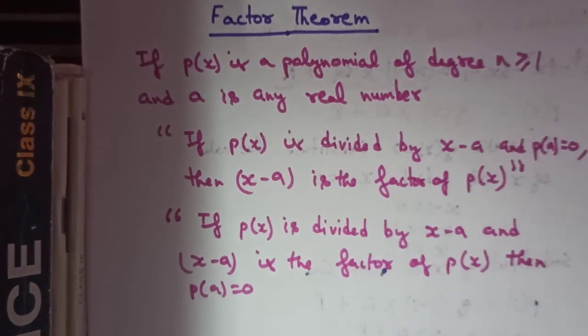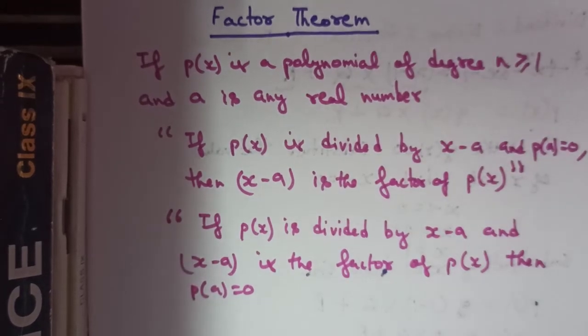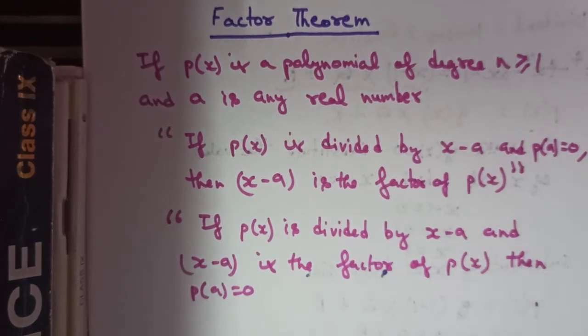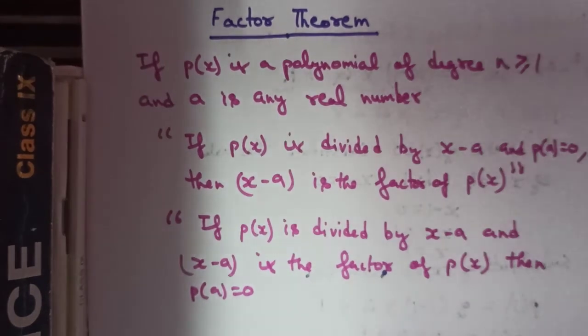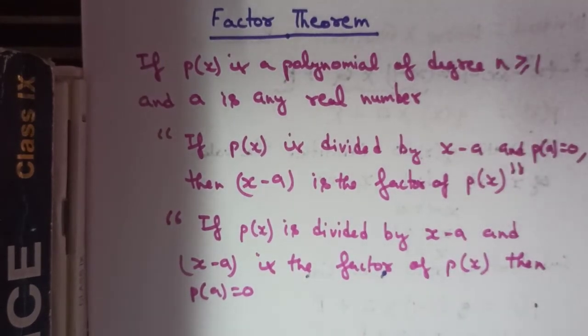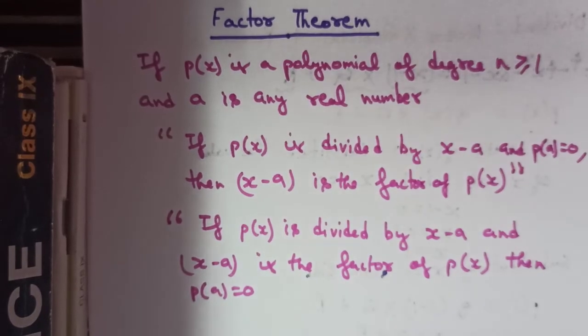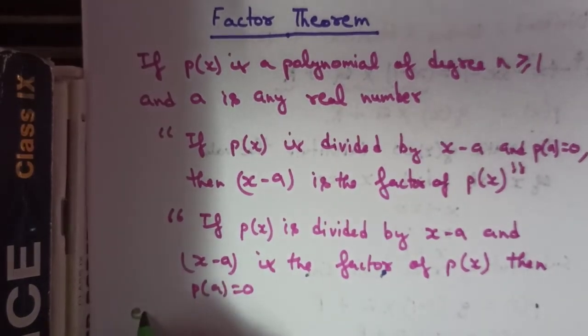Similarly, the converse of the statement is also true. That is, if the polynomial px is divided by x minus a and it is given that x minus a is a factor of the polynomial px, then pa is equal to 0. Let us understand this entire thing with the help of an example. You will understand it better. Let's take an example.